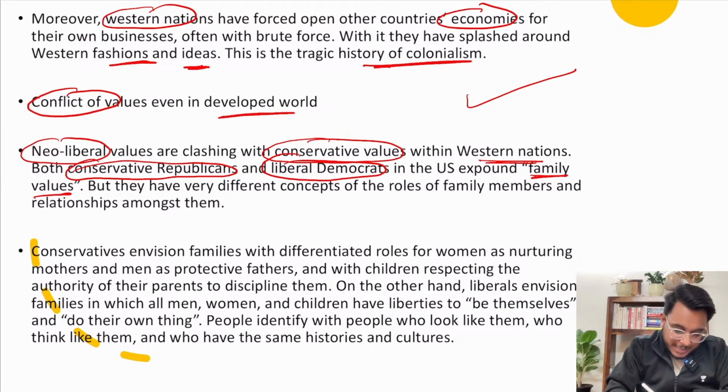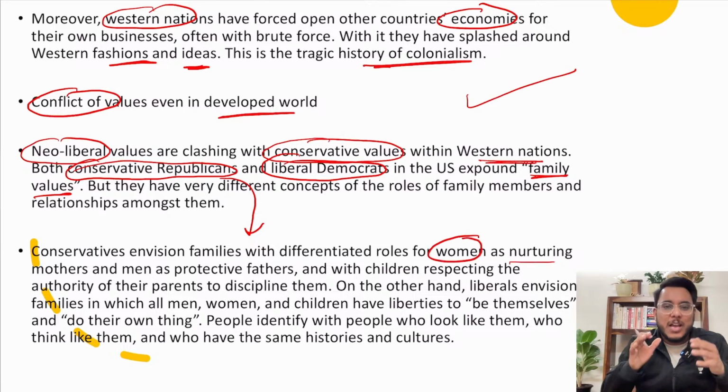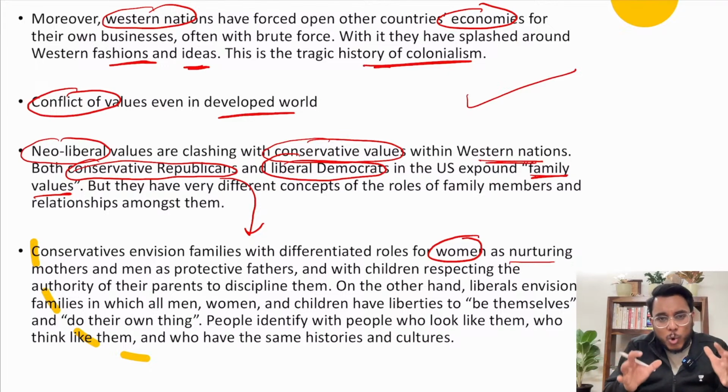For example, conservative Republicans, they talk about clear gender binaries, gender hierarchies, and they say that the role of women is different, the role of men is different. Role of women is to nurture as mothers, to provide care, and at the same time the role of the father is to provide protection, to have authority, to bring discipline in the family. So the males have a different role, the females have a different role. They have divided a kind of gender binary in this particular thing.